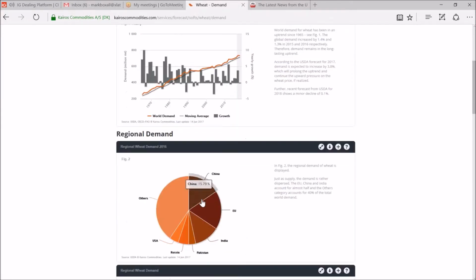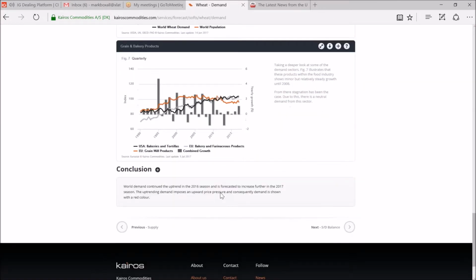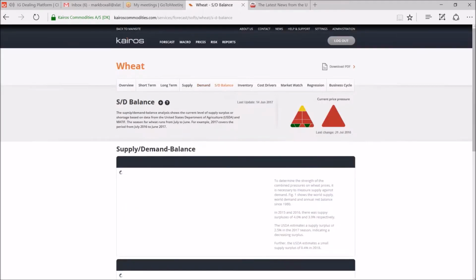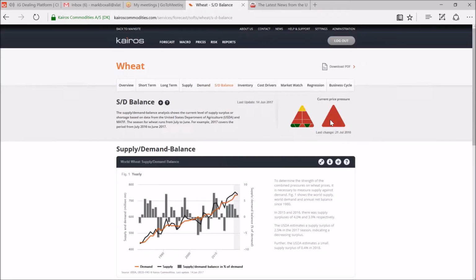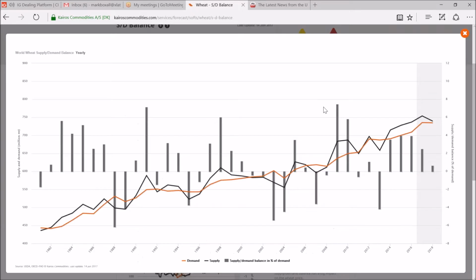And again, there's a huge amount of pertinent information underneath that top graph and the conclusion at the bottom. So, supply is green, demand is red. Which one is winning? Well, supply-demand balance says that demand is winning. I'm just going to illustrate that by, again, blowing up this top graph.